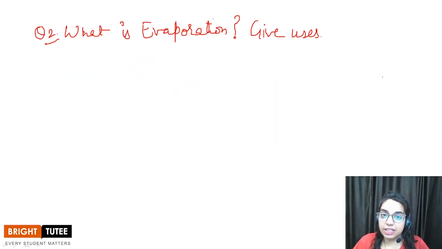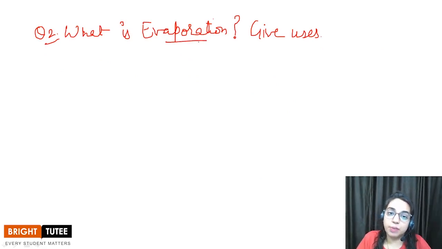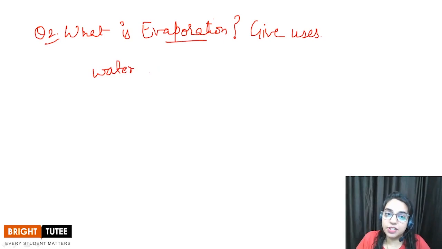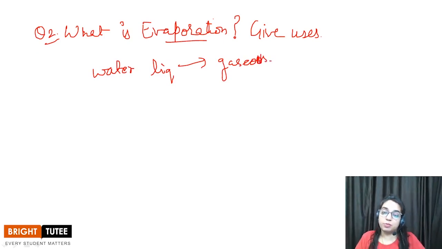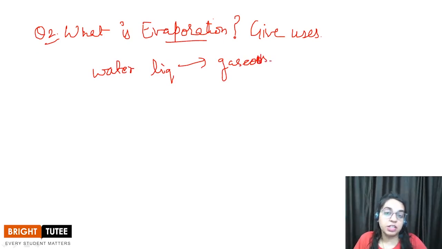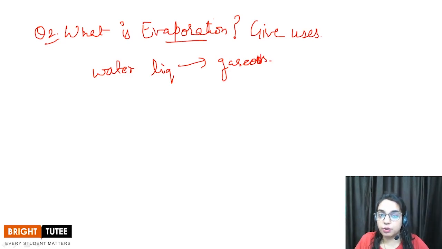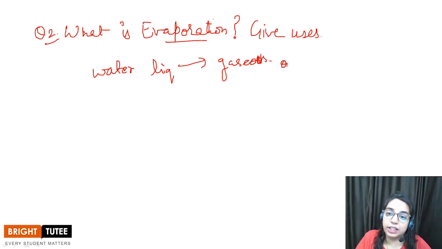Let's move to the next question. Children, what is evaporation and where is it used? So children, evaporation means when water from the liquid state is converted into its gaseous state. But most children give this definition, and this is incomplete. You will have to write when water from the liquid state gets converted into gaseous state on heating. This is the key word, children, on heating.